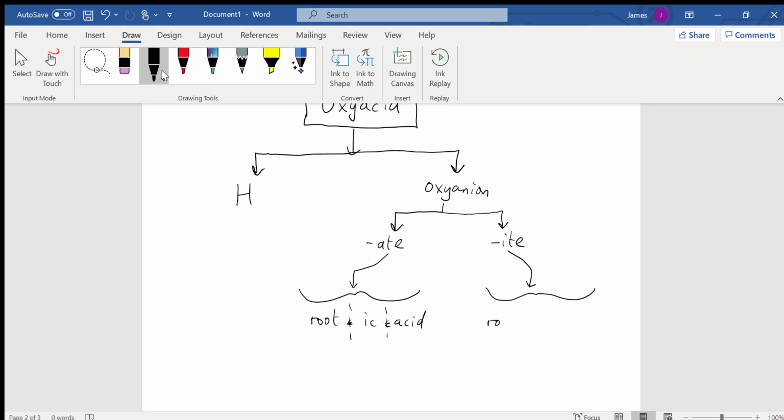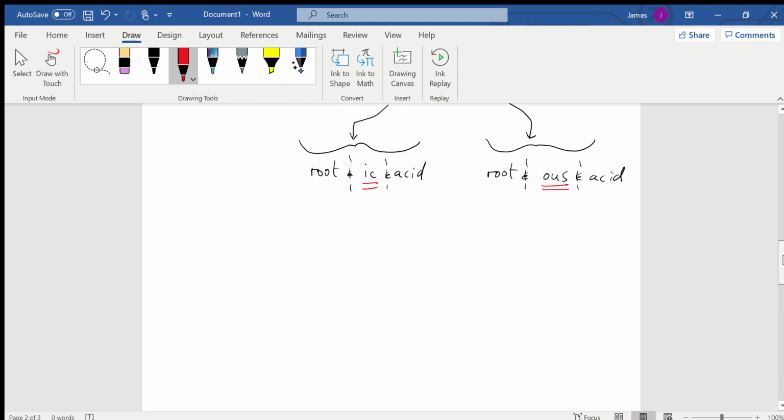You would have a root, and you would have the suffix us, and then you would have the word acid. So the big difference here is ic versus us. Okay, so let's see an example.